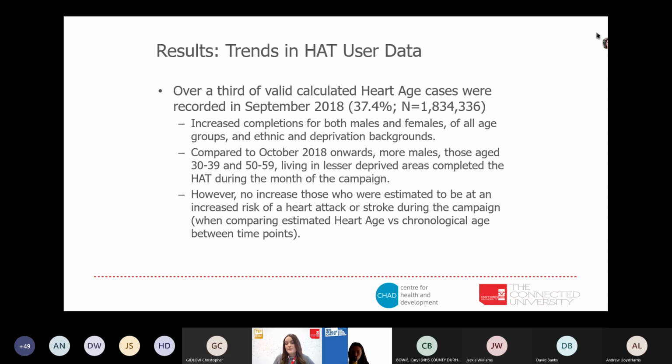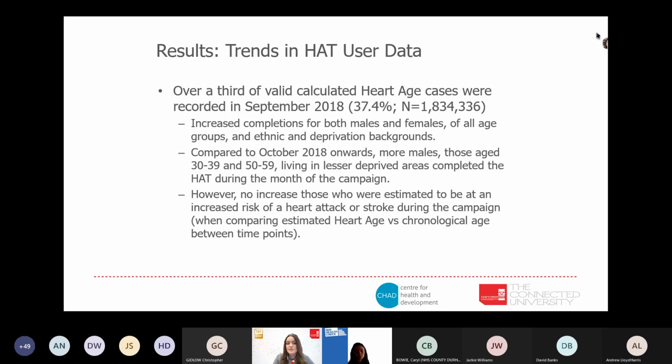Compared to October 2018 onwards, more males, those aged 30 to 39 and 50 to 59, living in lesser deprived areas, completed the HAT during the month of the campaign, which indicates that the national campaign contributed to increased engagement in these groups. And the volume of completions in these groups also remained higher in October 2018 than 2017 and 2019 comparatively, suggesting that the impact of the campaign lasted beyond the month in which the campaign was held.